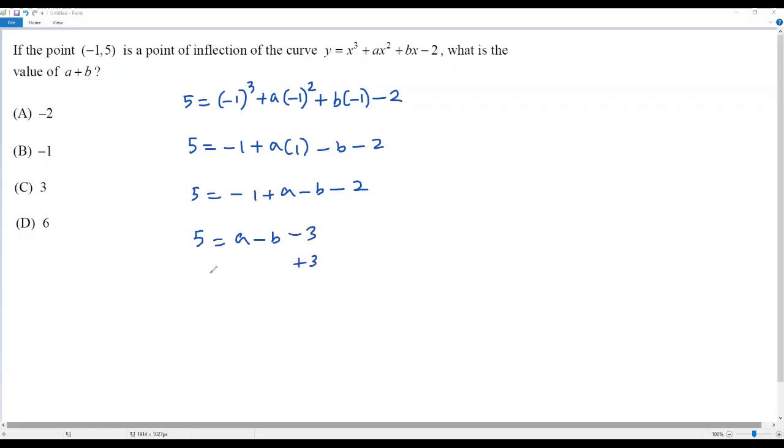Okay, let me add 3 to both sides. When I add 3 to both sides, the -3 and +3 will cancel out. On the left side, I'm getting 8, and on the right side, we have a - b. We can consider this as equation number 1.